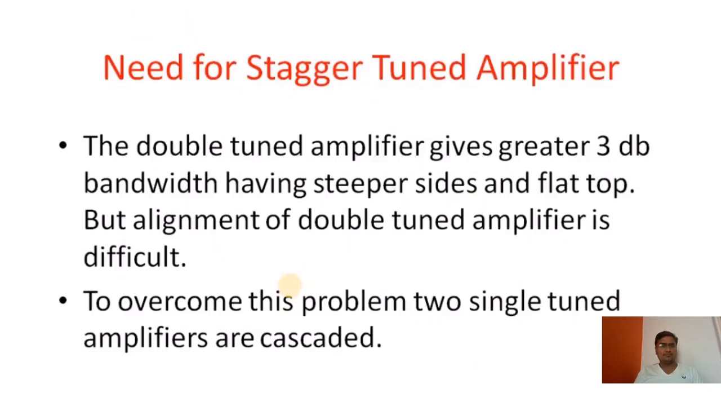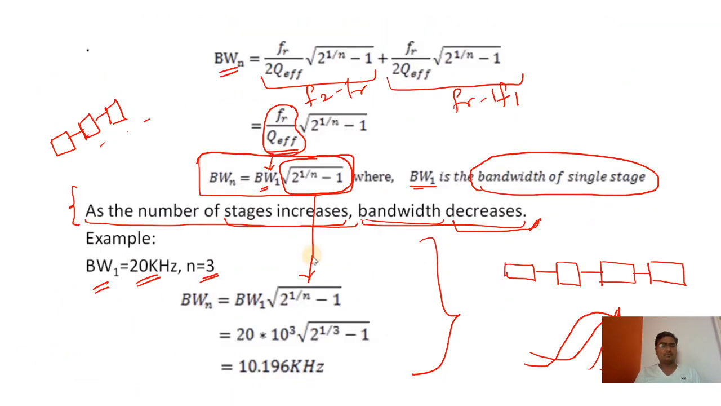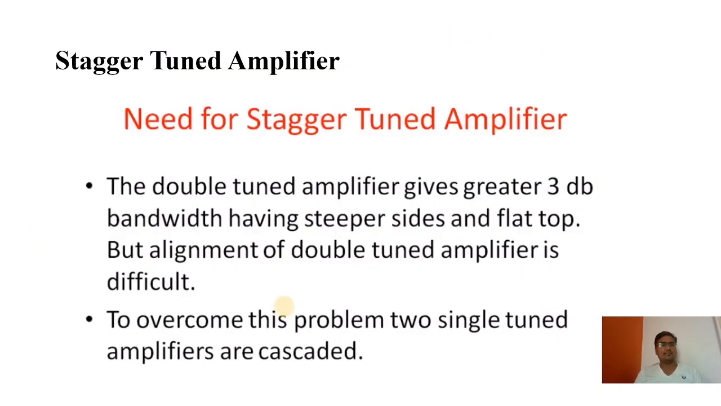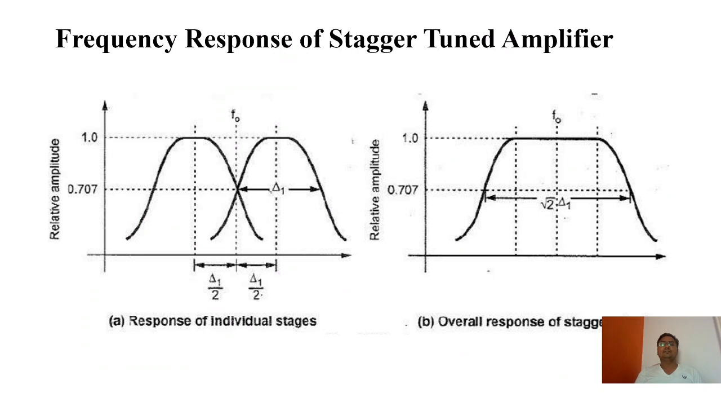Why? Let me show you. For a single tuned amplifier, as the number of stages increases, the bandwidth decreases. That's what we have already proved. So now one can say, sir, if we are increasing the number of stages, from single stage to double stage, the bandwidth has to decrease. But here the bandwidth will not decrease even if we are cascading. Why is the bandwidth not decreasing in our case? Because we have different resonant frequencies with a difference equal to the bandwidth. That's why I am getting the overall response here at the right hand side.